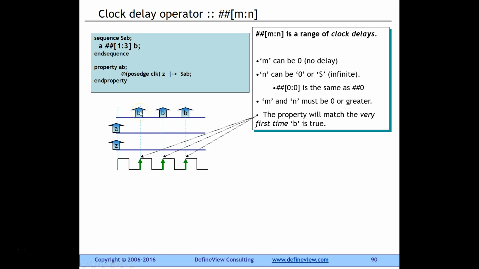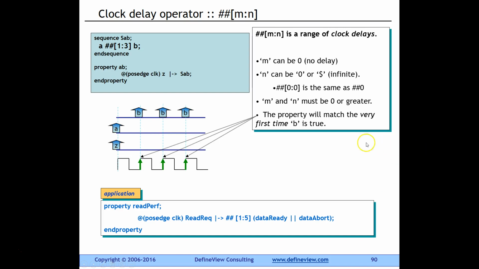That means if B comes 1 clock later, then the property passes and completes. It does not then look for B on the 2nd or the 3rd clock. If B comes on the 2nd clock, not the 1st clock, then the property will pass on the 2nd clock. And same for the 3rd clock. So the property will match the very first time B is true.